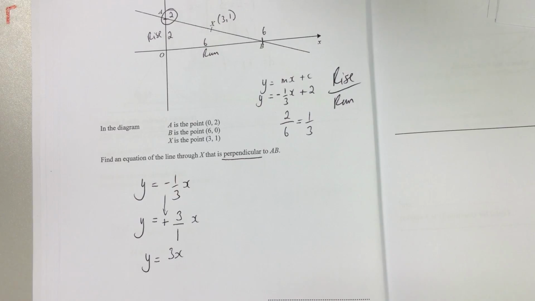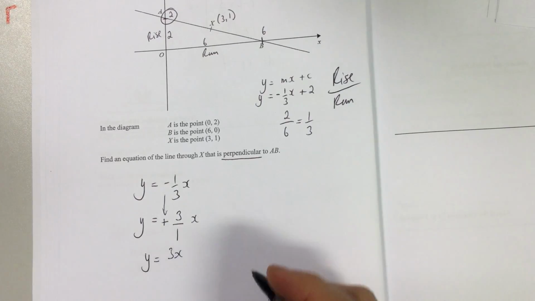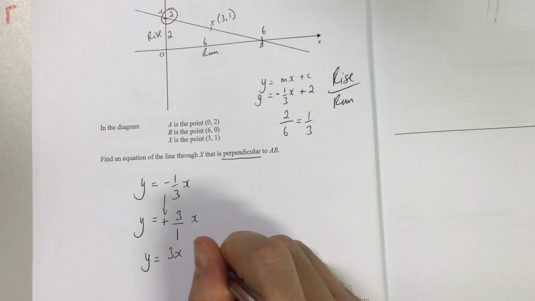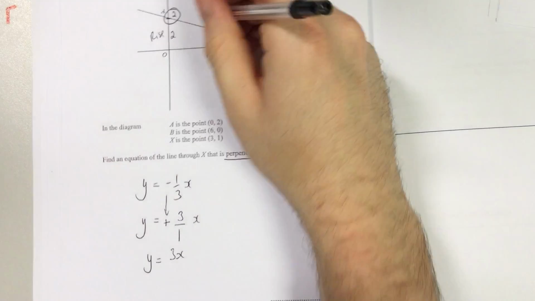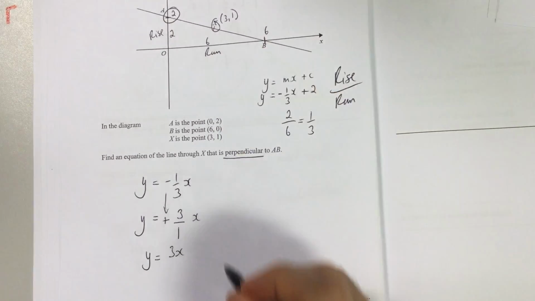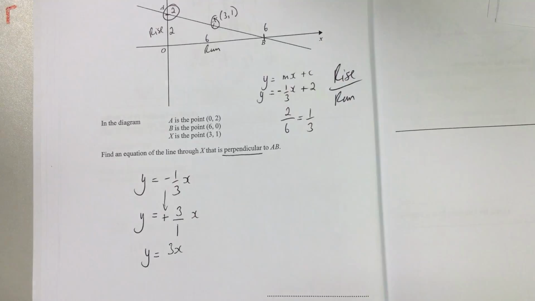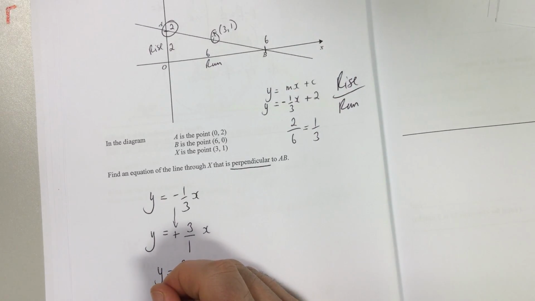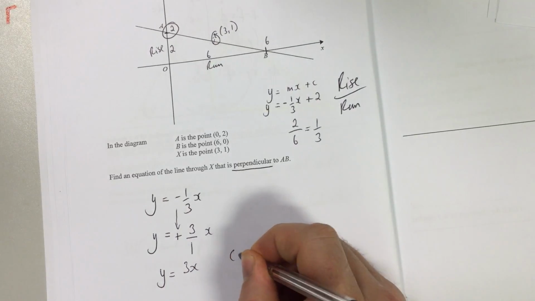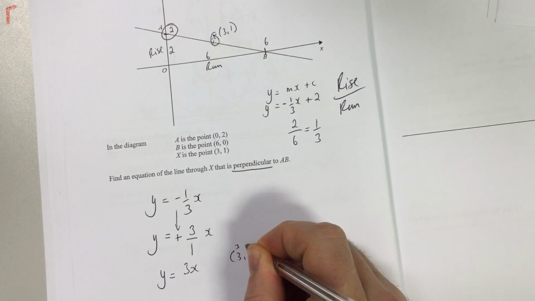Okay, and now what we need to do is calculate the y-intercept, which is here. So we need to substitute in some values from here. This one right here. So, for example, you've got x is 3 and y is 1, so x is 3, y is 1.